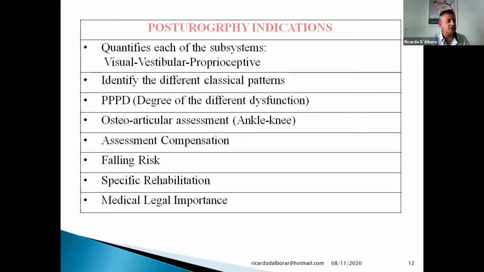What are the current indications of posturography? It quantifies each of the subsystems: visual, vestibular, and proprioceptive. It identifies the different classical patterns. I think it's very important for BPPV to evaluate the degree of dysfunction. It is also used for osteoarticular assessment of ankle and knee, assessment of compensation, falling risk, specific rehabilitation, and medical legal importance.